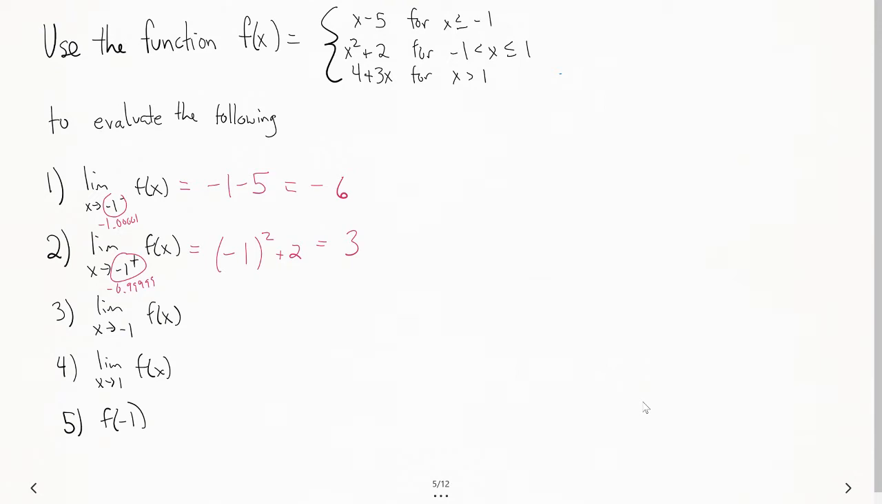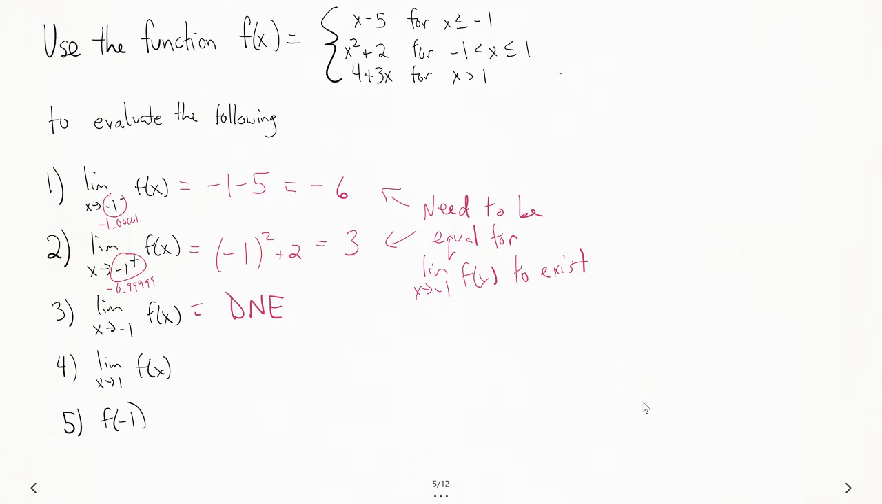Okay, next scenario, limit as x approaches negative 1. Well, notice if that's to exist, we need the left and right limits to be equal for the limit as x approaches negative 1 of f of x. But notice they aren't equal. So what does that mean? That means this is a does not exist scenario. If they were equal, it'll just be the number from both sides.